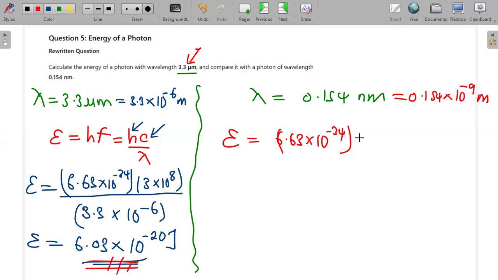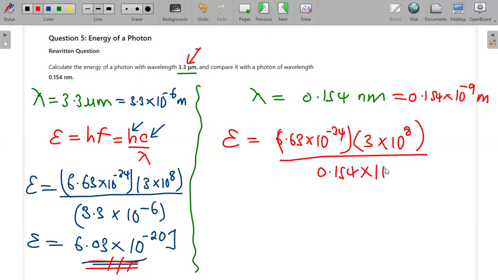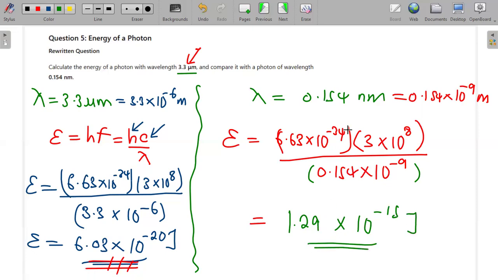Okay, so then we multiply with the speed of light, and then we divide by the wavelength, which is just 0.154 multiplied by 10 to the power minus 9 meters. You can even ignore the units. So you just punch this on your calculator. Try to see if you find the same answer as me. When I did my calculation, I found that this was 1.29 multiplied by 10 to the power minus 15 joules. So that is the energy of this photon that has this wavelength.